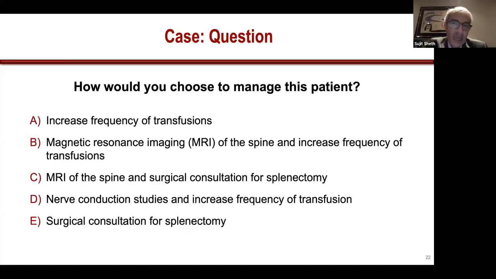So the question is, how would you choose to manage this patient? Would you increase the frequency of transfusions? Would you do MRI of the spine and increase the frequency of transfusions as well? MRI of the spine and a surgical consult for splenectomy, nerve conduction studies and increased frequency of transfusion, or a surgical consultation for splenectomy only? Please pick your option, vote.